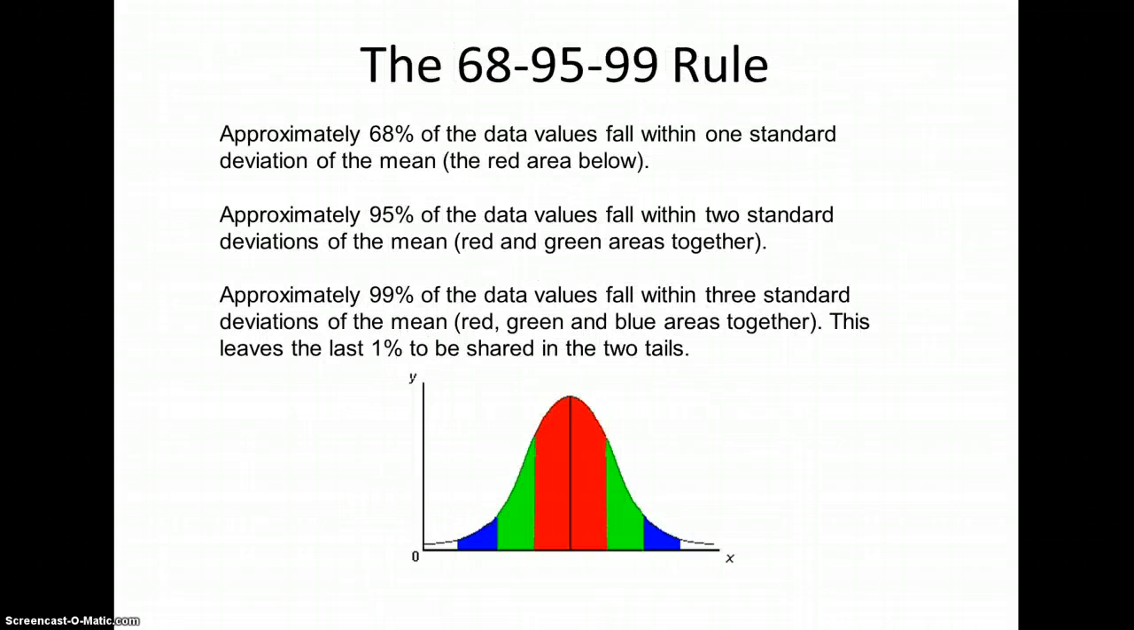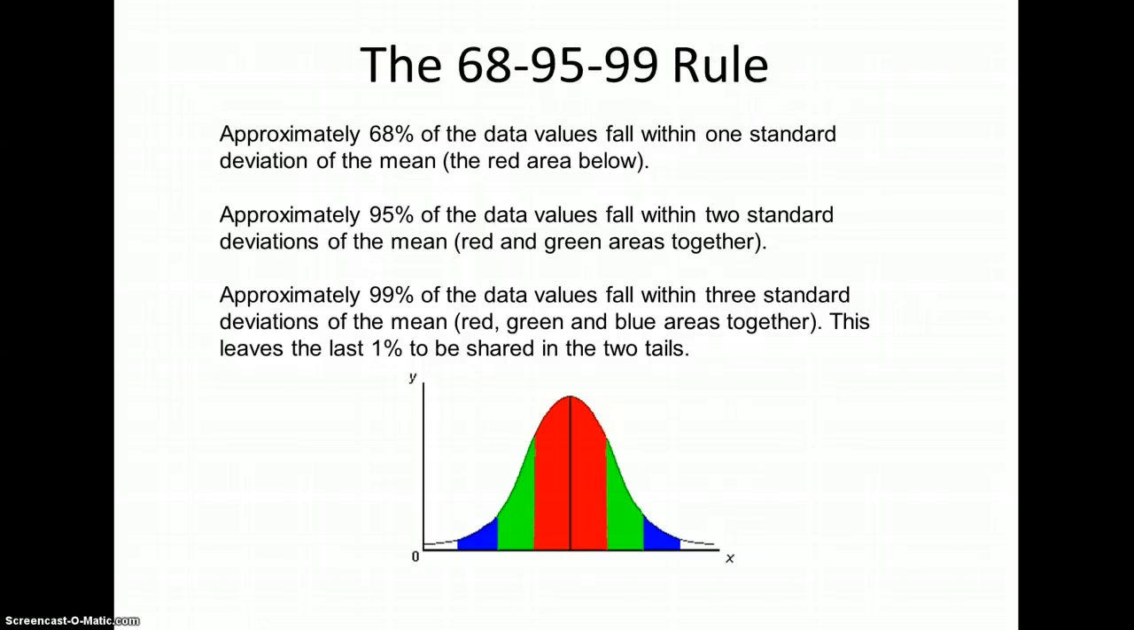The 68, 95, 99 rule. Approximately 68%, or about 2/3 of the data, will always fall within one standard deviation of the mean. Looking at the picture, this is the red area. That middle line is the mean value. So if we were measuring the length of fishes and the average length was 12 inches, 12 would be marked right on that vertical black line in the middle of the curve. The two red areas are 34% below and 34% above the mean, and that's where the bulk of the data falls.